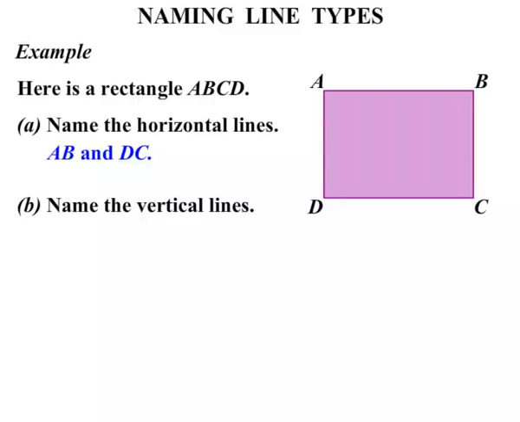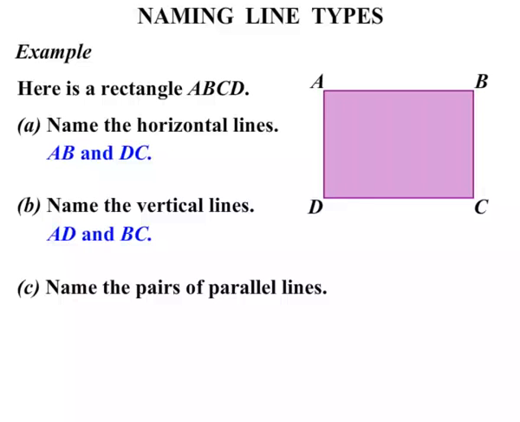In this one we need to name the vertical lines, the ones going straight up and down. Well, you can see that line there going straight up and down, we could call that AD. By the way, we could also call that DA. It doesn't matter what order we write the letters in. AD would be the same as DA. This line here is also vertical, going straight up and down, BC. So the two lines are AD and BC.